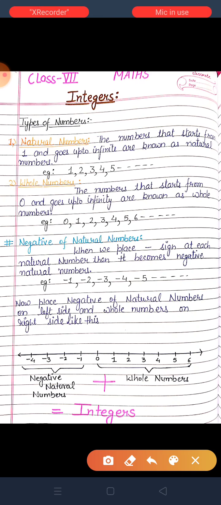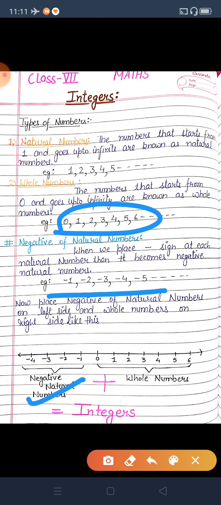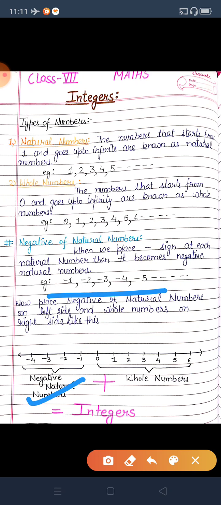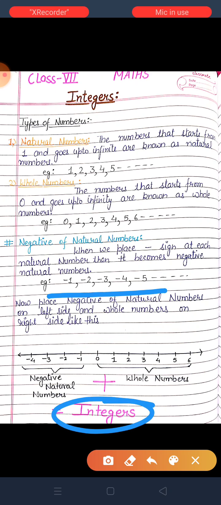Now we have arranged something like this. We have placed all the negative natural numbers on the left side and all the whole numbers on the right side. Negative natural numbers means minus 1, minus 2, minus 3, minus 4, as we have defined here. Whole numbers are 0, 1, 2, 3 and so on. We have placed the whole numbers on the right side of a line, and this will collectively become integers.